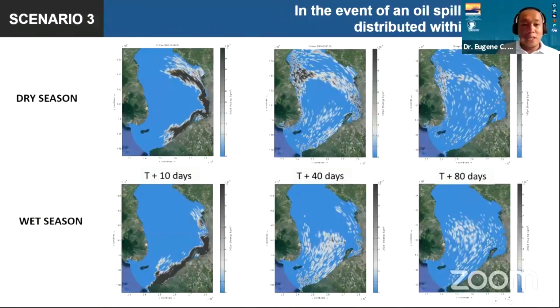Okay, these are just snapshots just to emphasize the difference in the distribution of the oil spill depending on the time of release of the spill. So 10 days, 40 days, and 80 days condition.